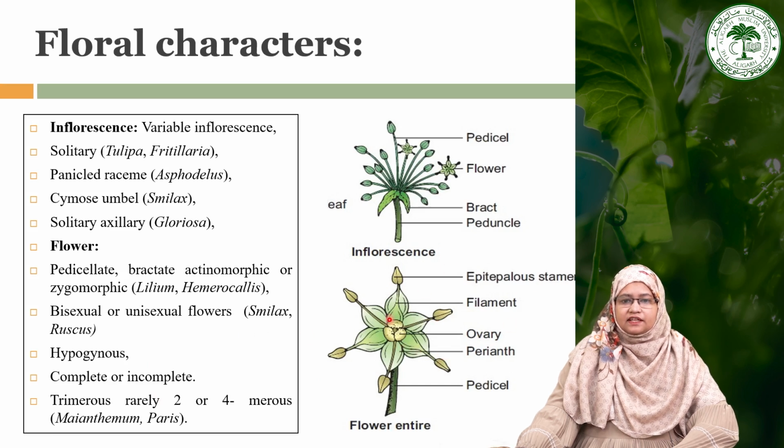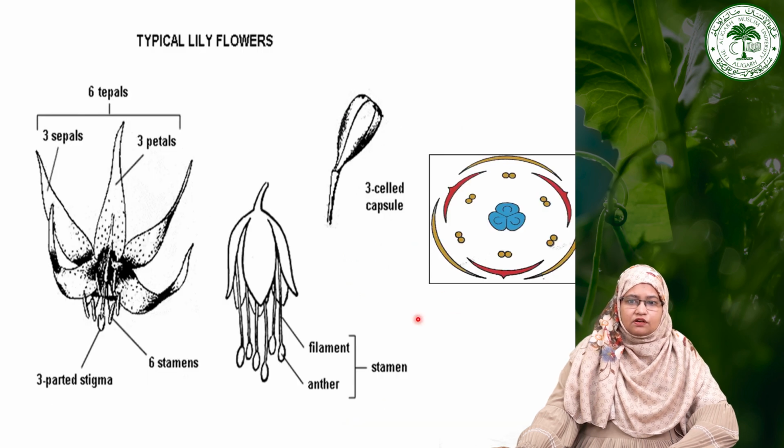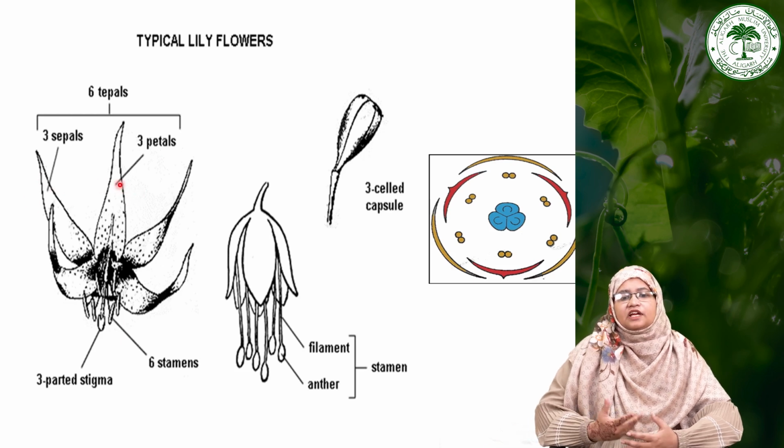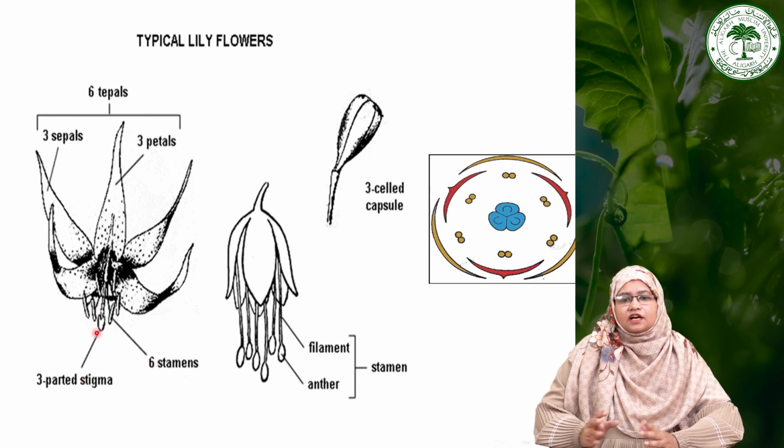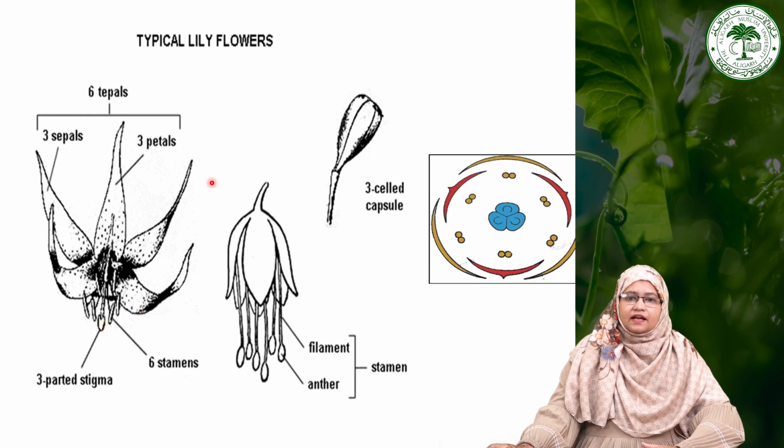The stamens are attached to the tepals, and this is termed epiphyllous. Now, moving towards the typical lily flower, you can see here they have 6 tepals, in which the 2 whorls are quite distinct, that is why they are termed 3 sepals and 3 petals, or sometimes they may look similar. This is a simple flower of the lily, they have 6 stamens and a 3-parted stigma, which is quite distinct and can be visualized. The stigma is divided into 3 lobes, or 3-partite, and the fruit is also typically a 3-celled capsule.